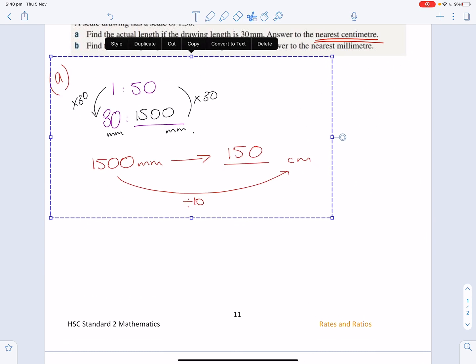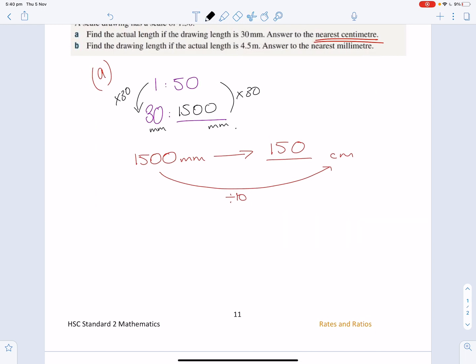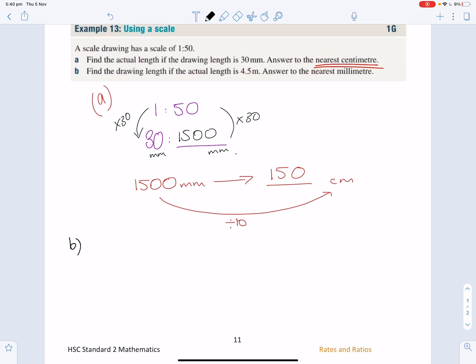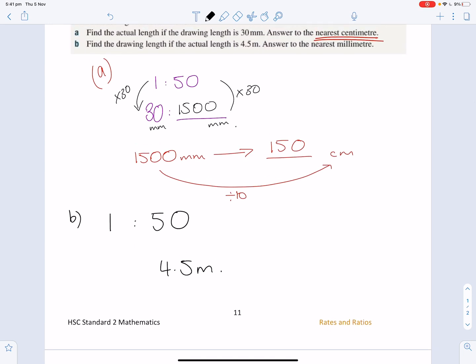Part B says, find the drawing length if the actual length is 4.5 meters. Answer to the nearest millimeter. So we've got 4.5 meters as the actual length. 1 to 50 is still our scale, and this here is 4.5 meters. Now I'm going to do this a little bit differently. I'm going to convert it to millimeters first. Reason being, we're dealing with decimals and it makes no difference, but in this question I just think it's more convenient.